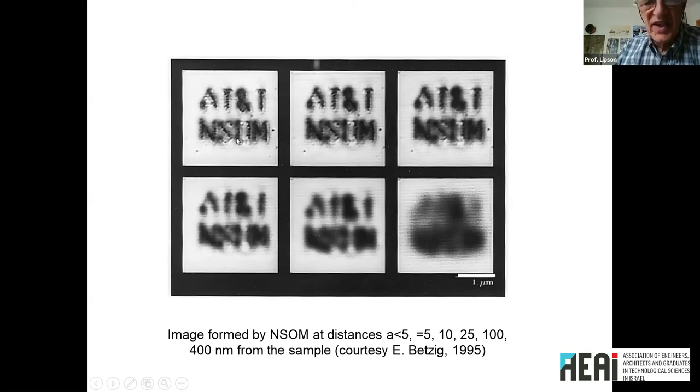So it's a good resolution, but it has to be only for surface information. In addition, this is a scanning microscope, which means that every pixel is sampled sequentially, one after the other. So it takes quite a long time to get this image.